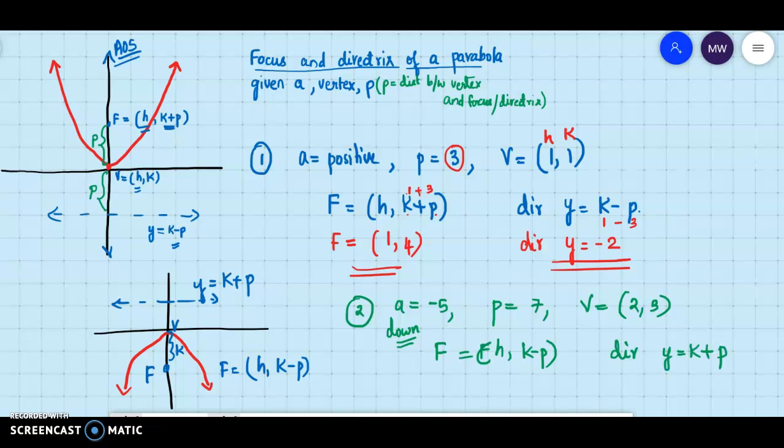Now because the directrix is above the vertex, right? The vertex is my h, k. So all I have to do is plug in the numbers. This is my h and this is my k. So my h is 2, k minus p, p is 7. So 3 minus 7, it's negative 4. So that's my focus. And my directrix is y equals k plus p. K is 3, p is 7, 3 plus 7, we get 10. Y equals 10 is the line, which is my directrix for this problem.